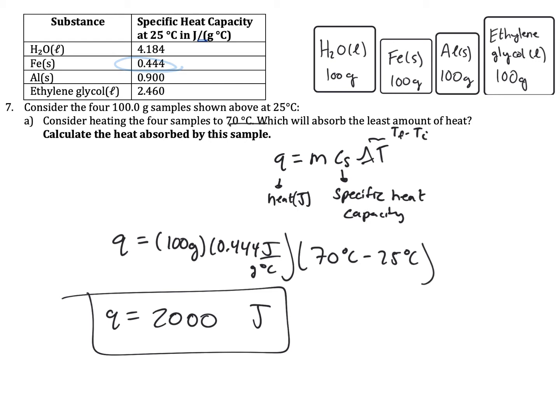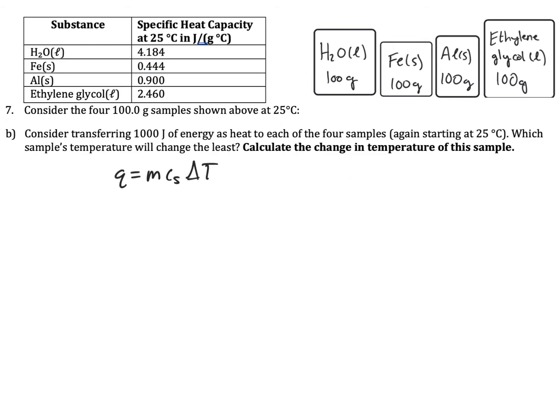It's always important to check the sign here. So in this case, this thing got warmer, absorbed heat. That's reflected in the fact that Q is a positive number. So in part B here, now we have a fixed amount of heat, Q, 1,000 joules, and we want to know which will have the smallest change in temperature.